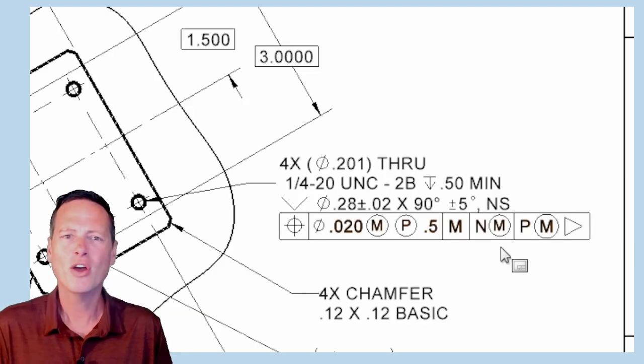For instance, we have these circle M maximum material boundary, or MMB, modifiers. What these tell us is that these datums can be simulated at the maximum material boundary of the feature. So let's make a note of that. The modifiers tell us about the datum simulators.